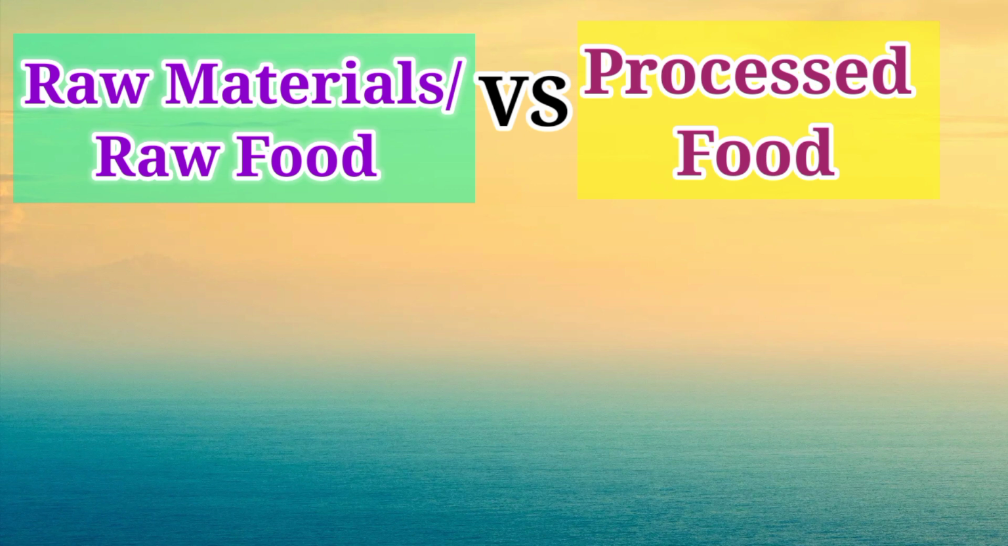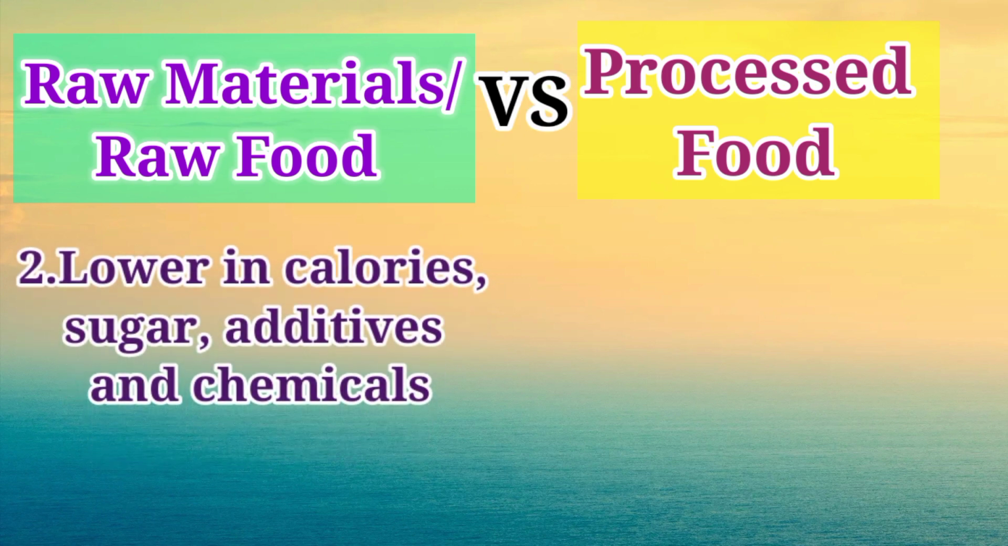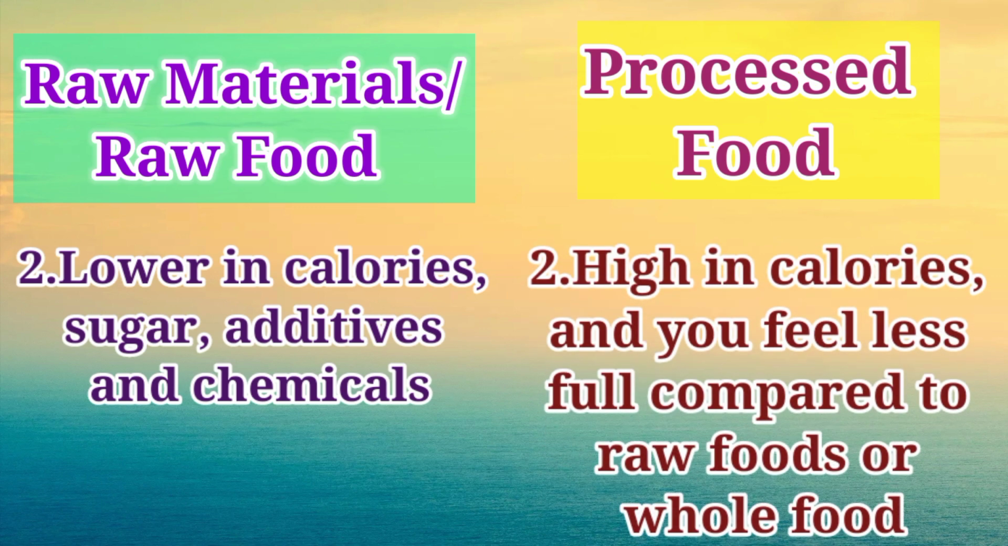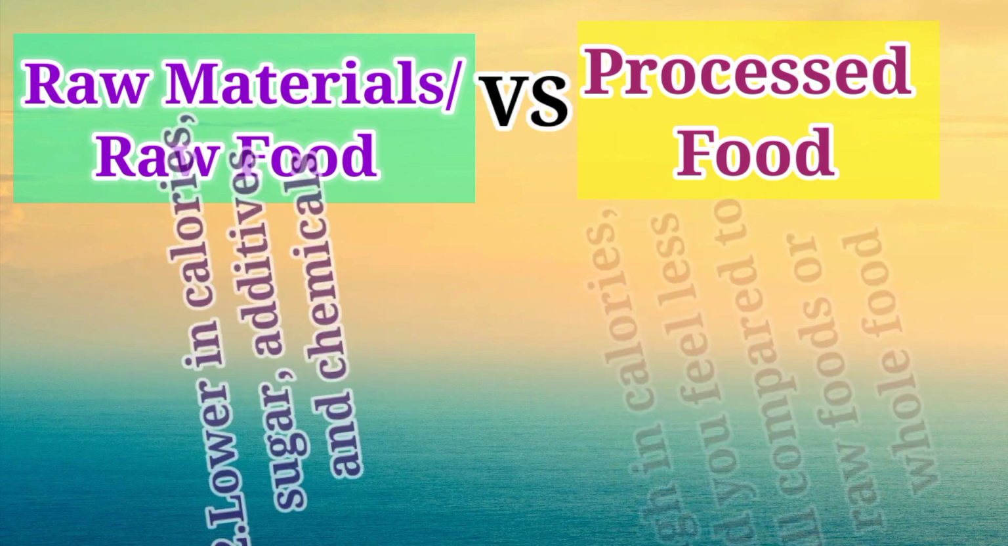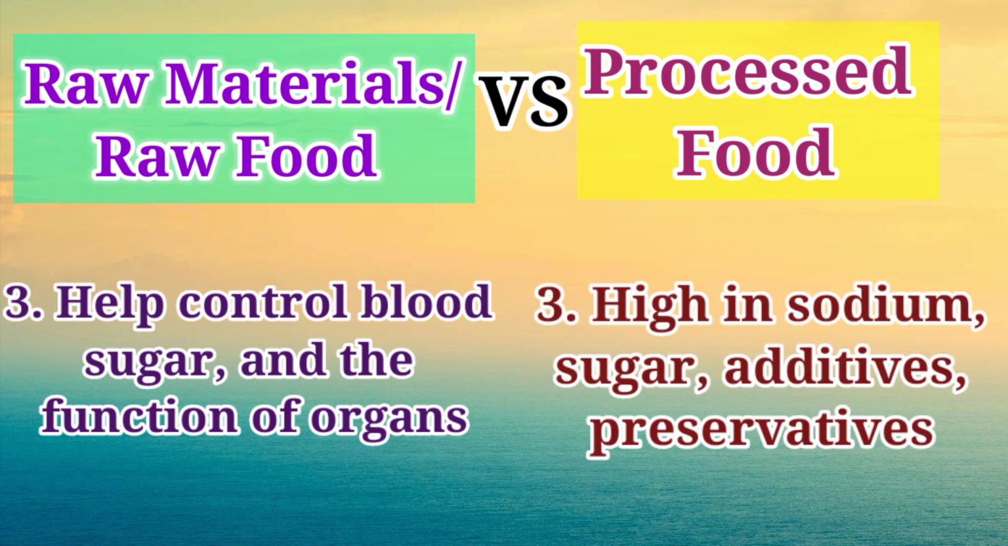Raw materials are lower in calories, sugar, additives, and chemicals, while processed food is high in calories and you feel less full compared to raw foods or whole food. Raw materials or raw food helps control blood sugar and the function of organs, while processed food is high in sodium, sugar, additives, and preservatives.